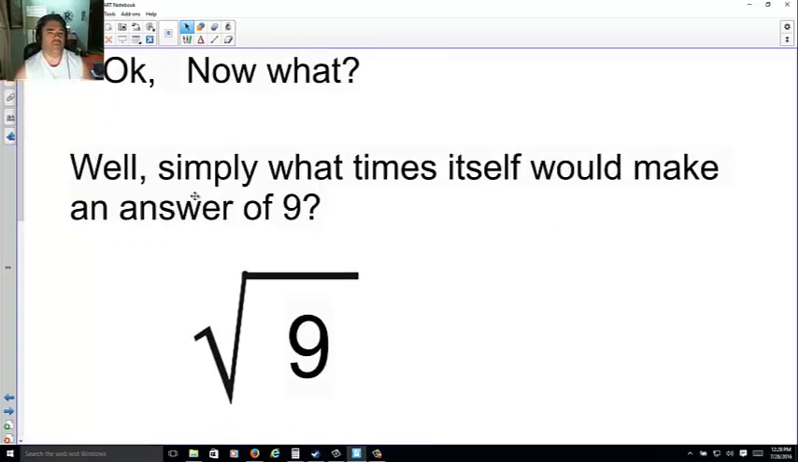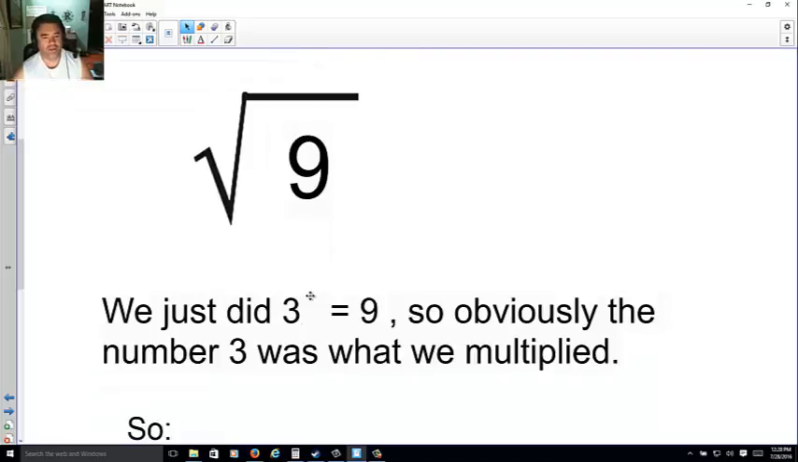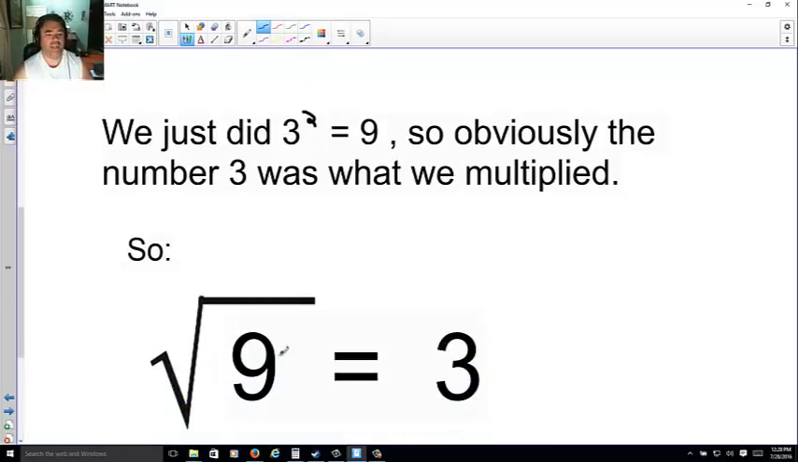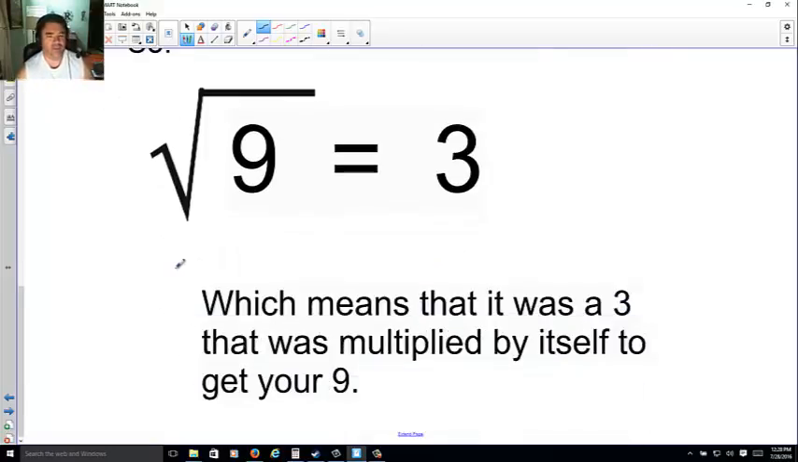Okay, now what? Well, simply, what times itself would make an answer of 9? Now, we just discovered that 3 times 3 was 9. So we just did 3 squared, that should be a little 2 there. 3 squared equals 9. So obviously the number 3 was what was being multiplied. Therefore, the square root of 9 is 3. I know this seems kind of excessive for some, but I wanted to break this down as small as I could to make it easy for folks who might be having some trouble with square roots.